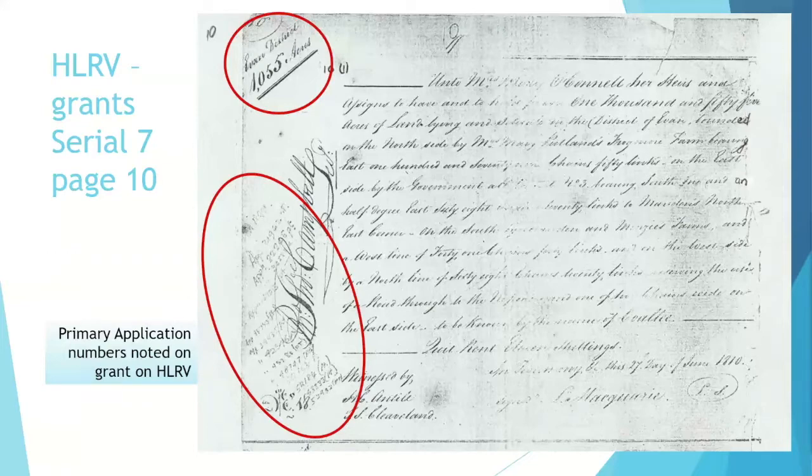So here is the grant as showing on the Historic Land Records Viewer. Again, Evan District, 1,055 acres, Mrs. Mary O'Connell. The wording of the description is the same, but what's different here is that somebody has written down the primary application numbers onto the original copy of the grant from the HLRV. We have a lot of people who come in and say they want to start off with a grant and go forward in time, and that's the hardest way to trace land. But this grant would give you some clues and you could look up those primary application numbers.